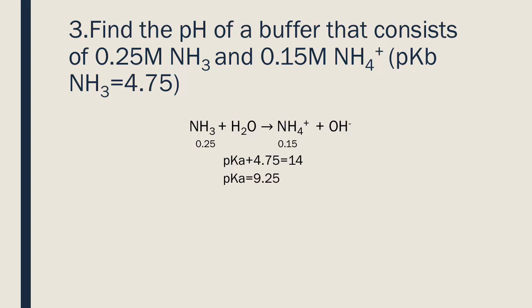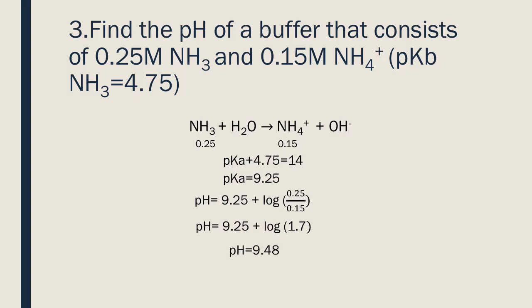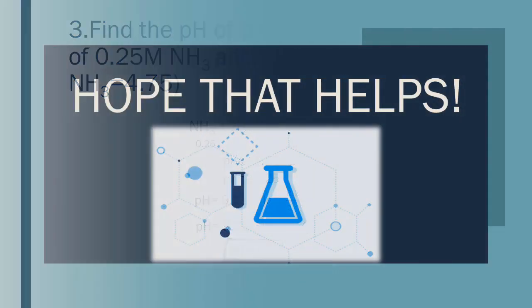Now we will plug all the information that we have into the Henderson-Hasselbalch equation. That gives us pH equals 9.25 plus the log of 0.25 over 0.15. So now the pH is calculated to be 9.48. That concludes our video on the advanced calculations of pH.